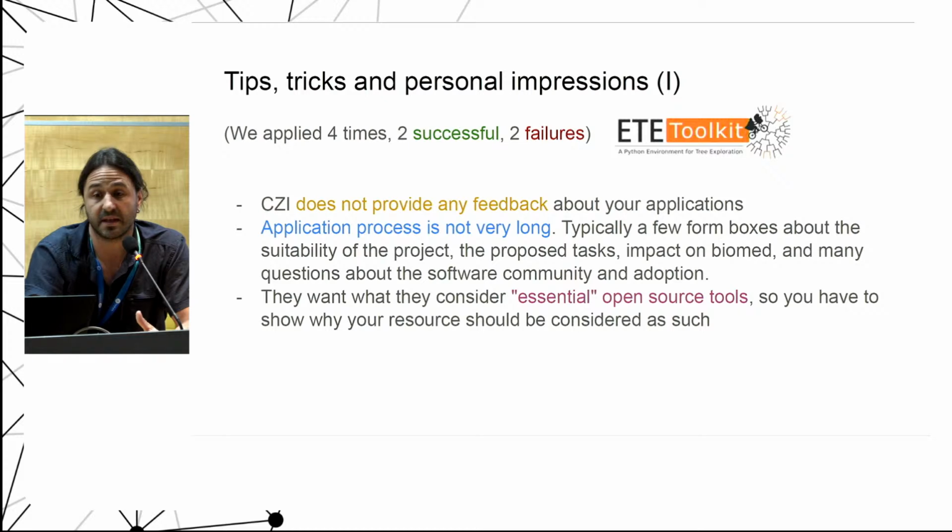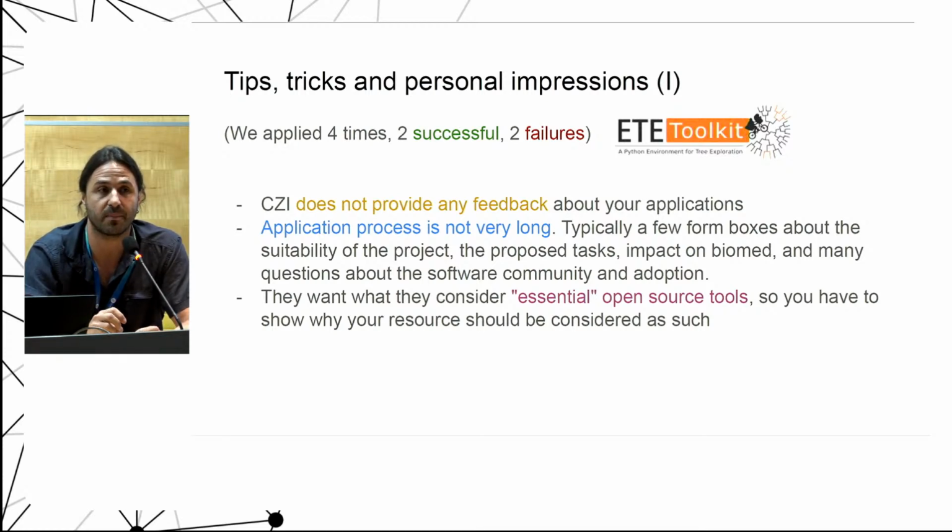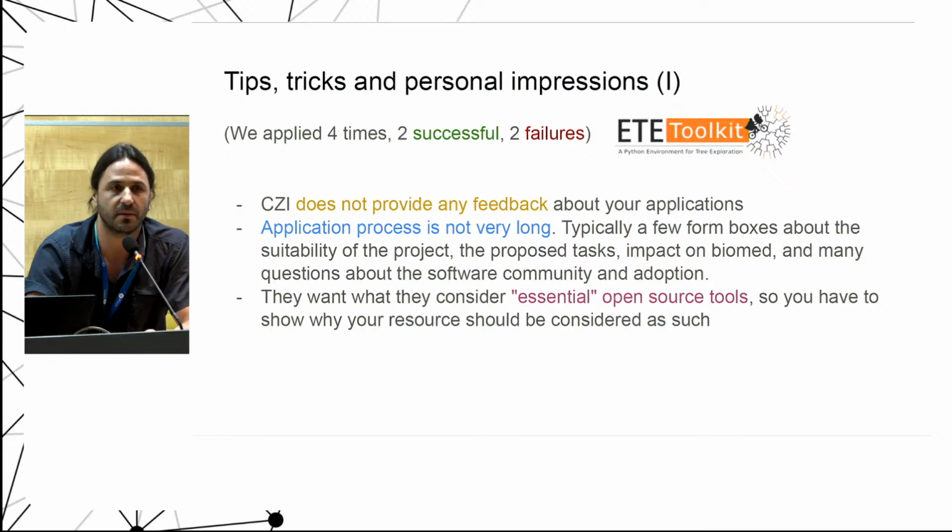So as I said, I applied 4 times, 2 successful, 2 failures. I think I failed the first one for one specific reason, which is that I didn't understand the call very well. So I applied not only with ETE, but also with some other tools that are well established and that we developed, including some command line tools that connect to databases, etc. They don't want databases at all. They were not super clear in the first call. In the second call, apparently many of us did the same and applied with databases, etc. They don't want databases. They just want code, software.